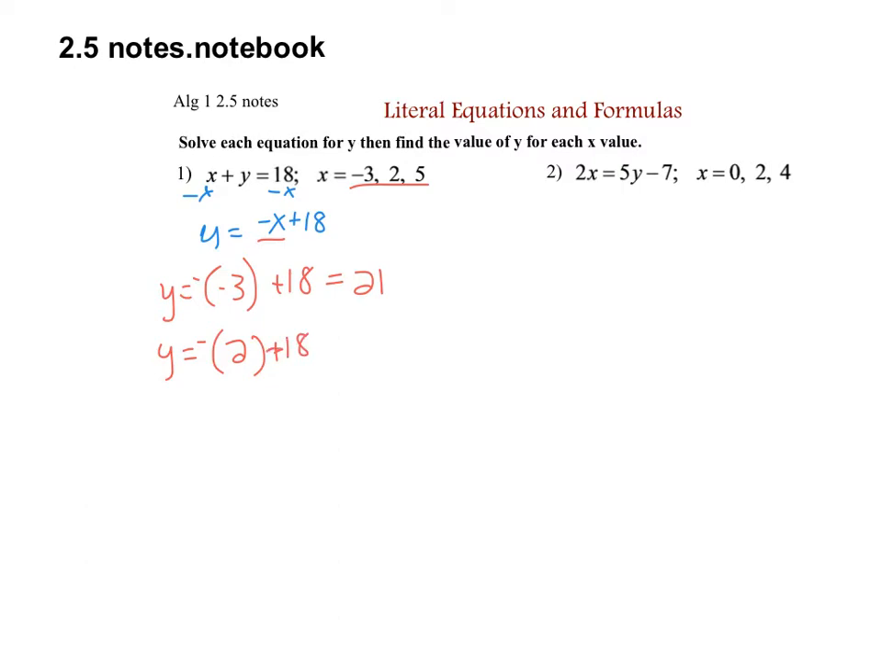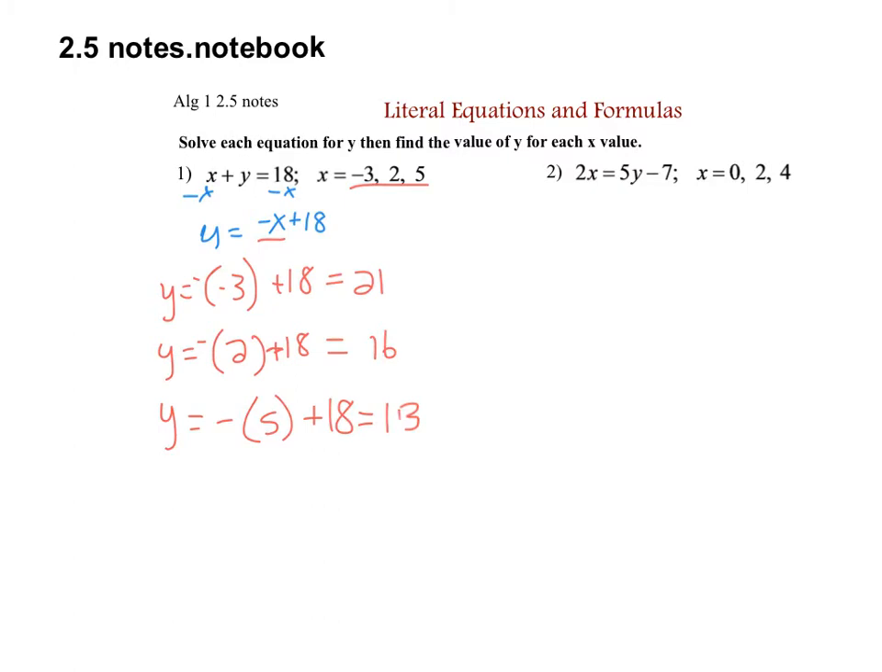In this case, that negative 2 is actually going to be negative, so we are left with y is equal to 16. Then we've got x is equal to 5, so 5 plus 18, and that's going to be equal to 13.